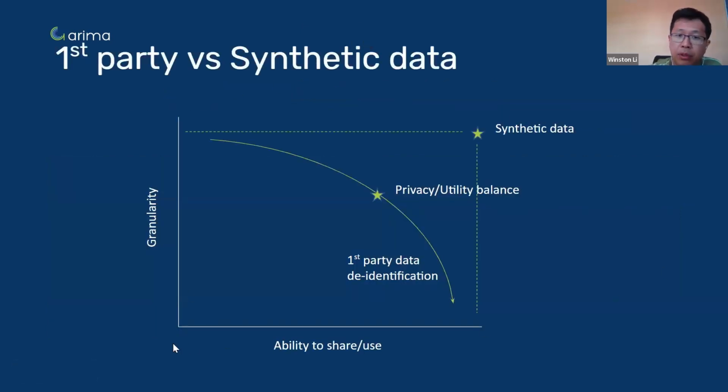And here's an example. You've got data granularity on one axis. In the y-axis, obviously, you want to move up. You want to be more granular. But at the same time, the ability to share or use your data is on this other axis. And it's a trade-off. The more granular data you have, the less usable it will be. And if you want to make it usable or shareable, you have to give up some of that granularity. So synthetic data is kind of an augmentation to that, where you're able to preserve both.